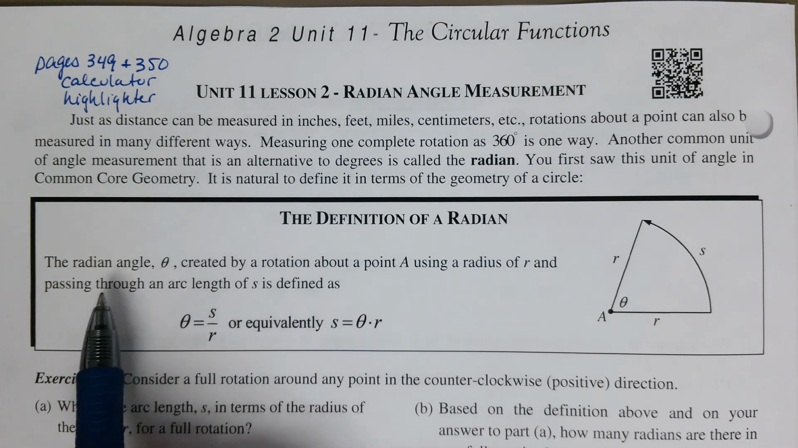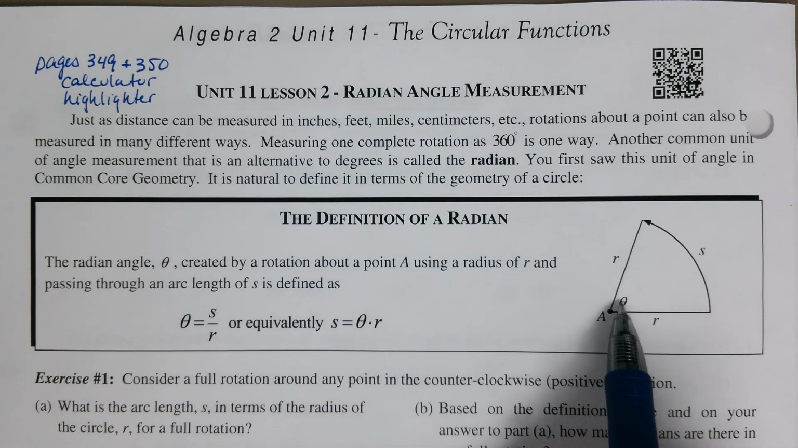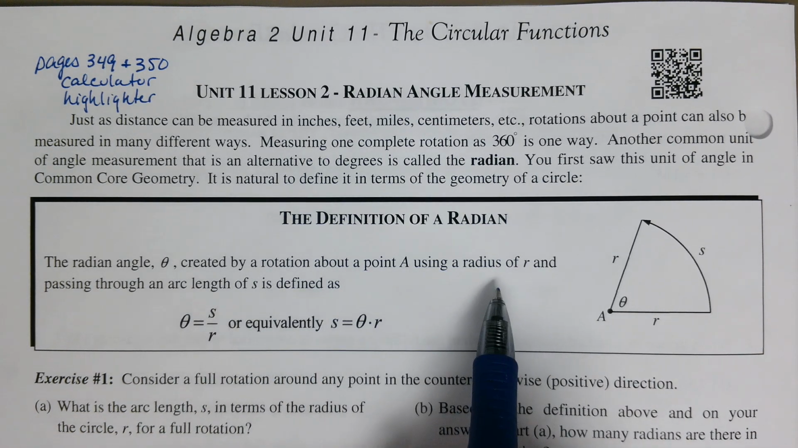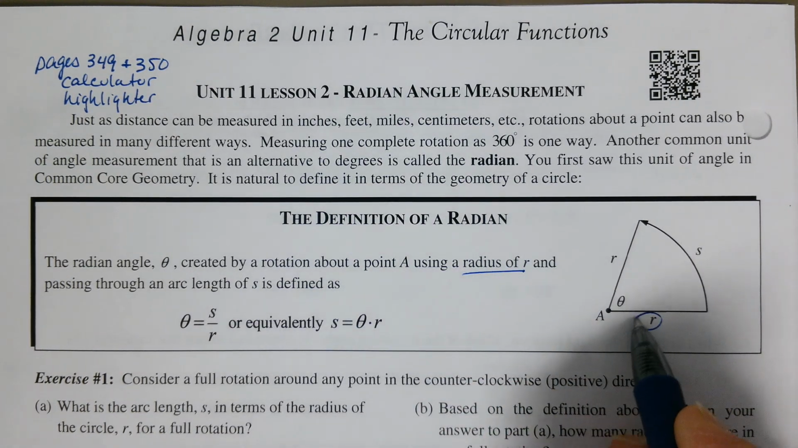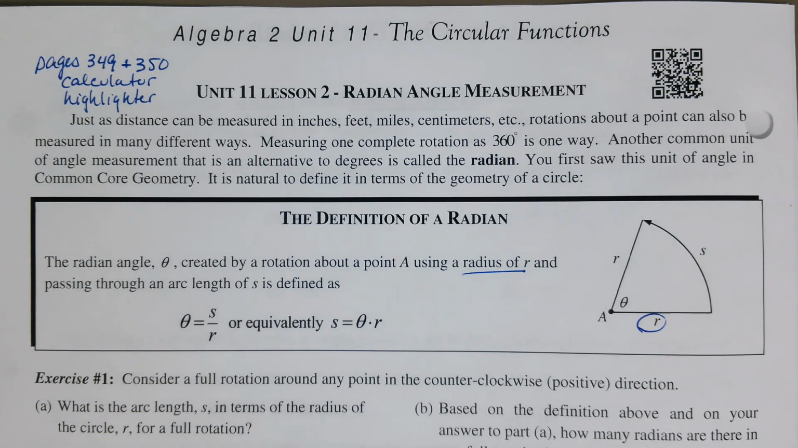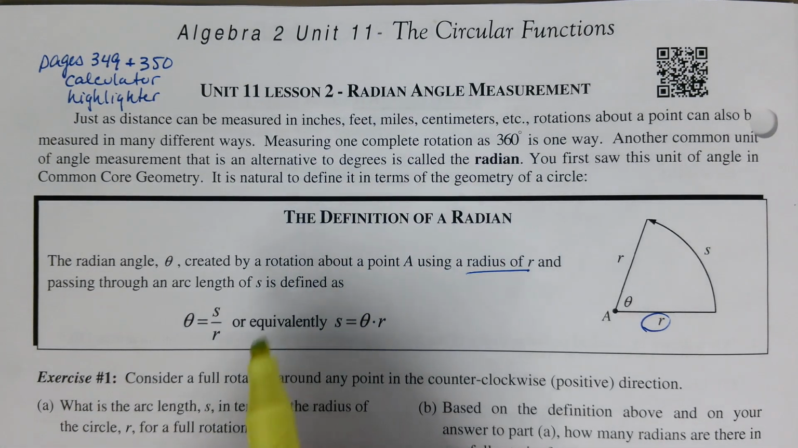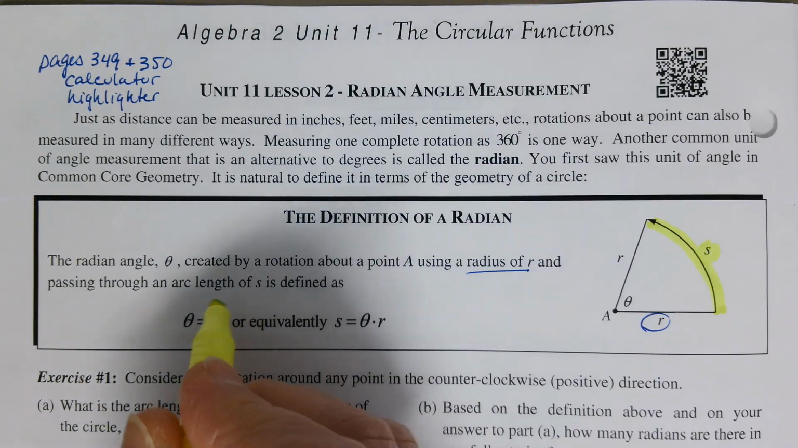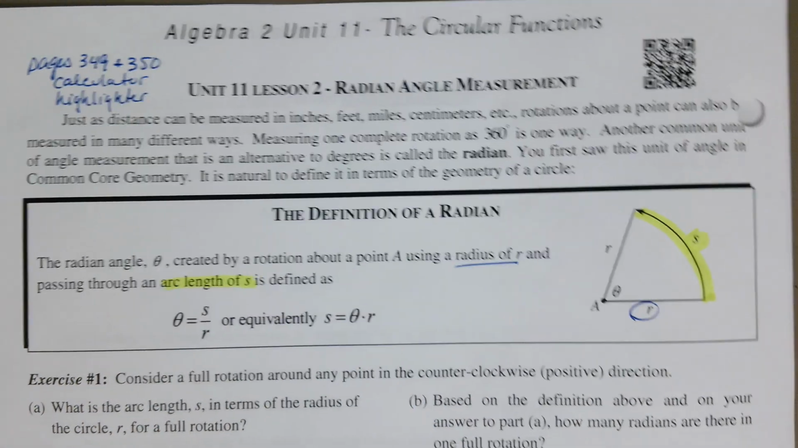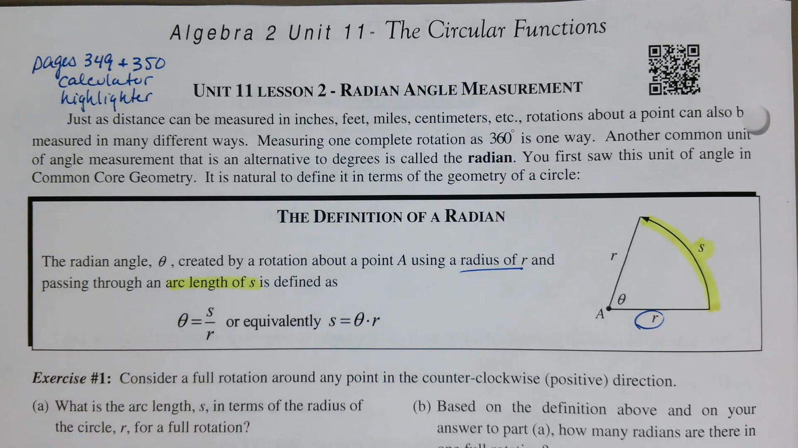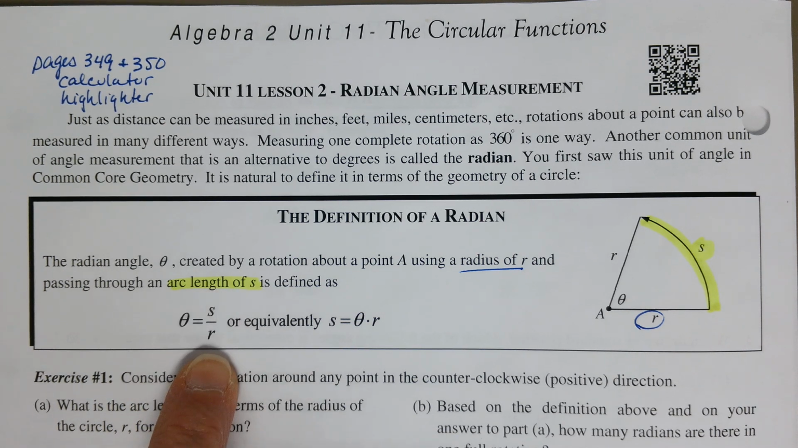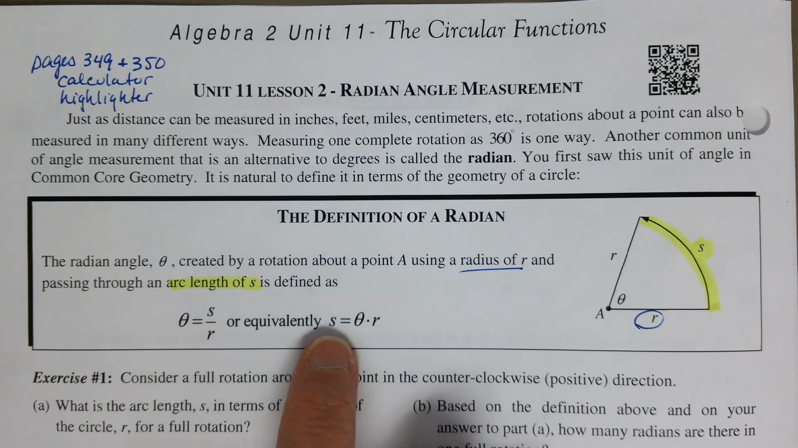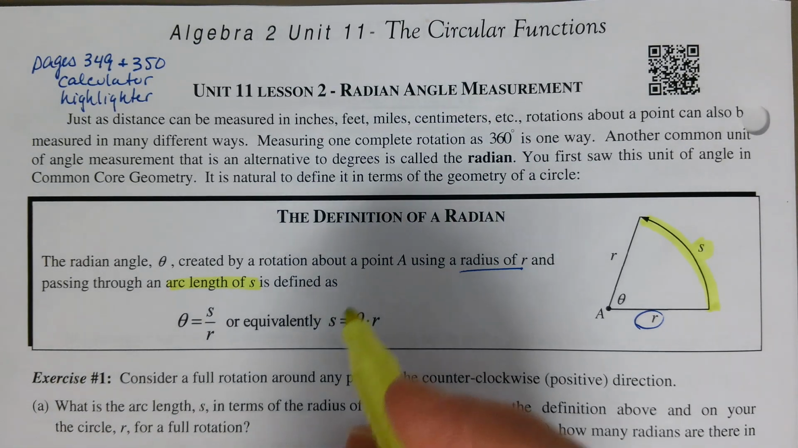The definition of a radian: the radian angle theta, created by a rotation about a point A using a radius r passing through an arc length of S, is defined as, so this is the arc length S, theta is equal to S over R, so the angle measure is equal to the arc length over the radius, which is equivalent to, if we just multiply both sides by the radius, the arc length S is equal to theta times R.